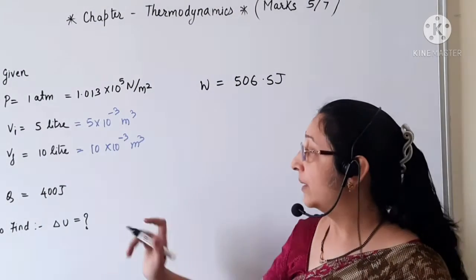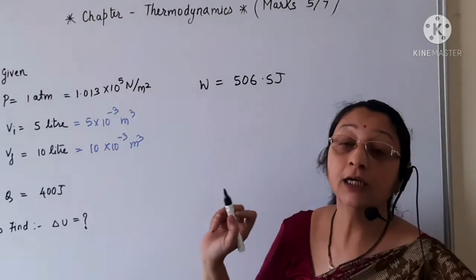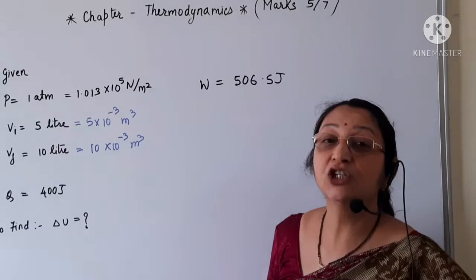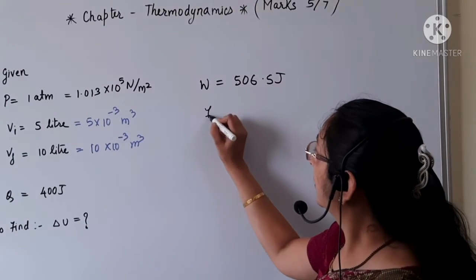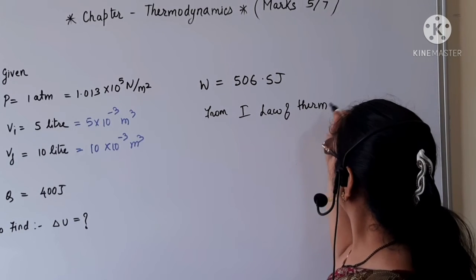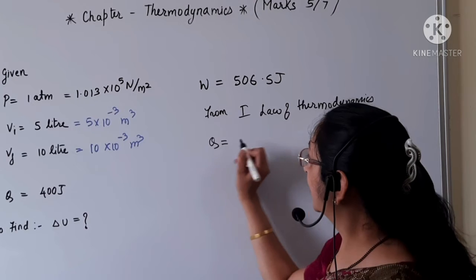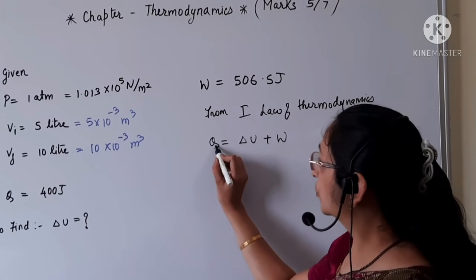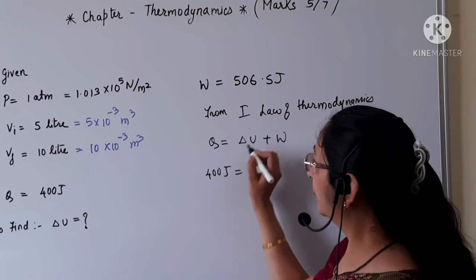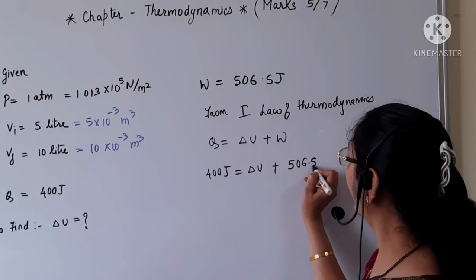Now what is asked in the problem is, during the expansion from 5 liter to 10 liter, the system absorbs 400 joules of thermal energy from the surrounding. So how much is the change in the internal energy? From the first law of thermodynamics, we have Q is equal to delta U plus W. So Q is 400 joules. So 400 joules is equal to delta U plus W, which we have found as 506.5 joules.